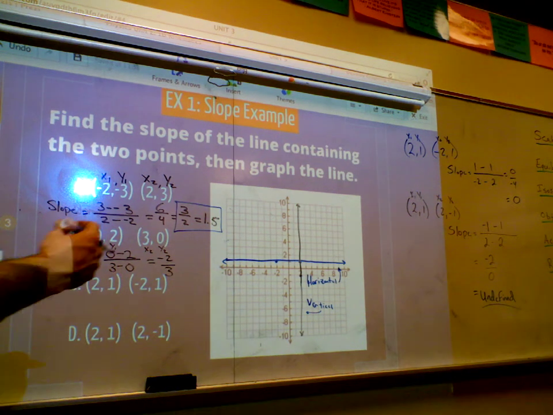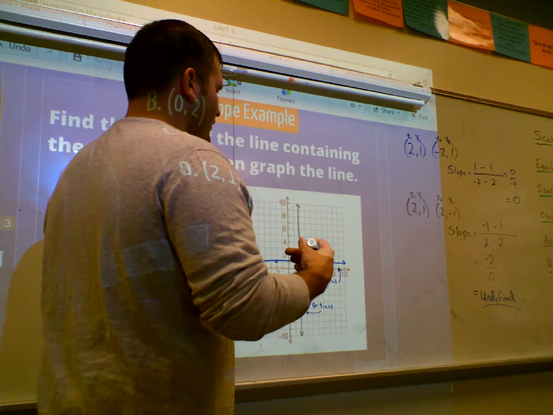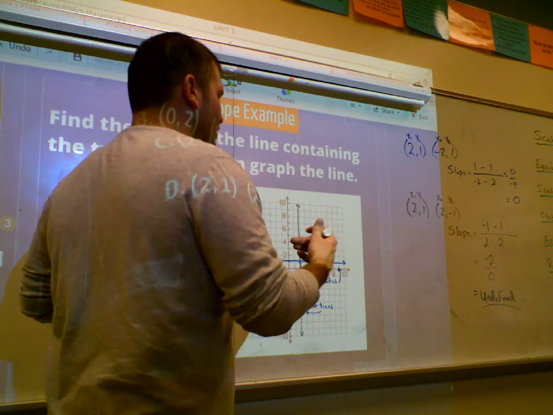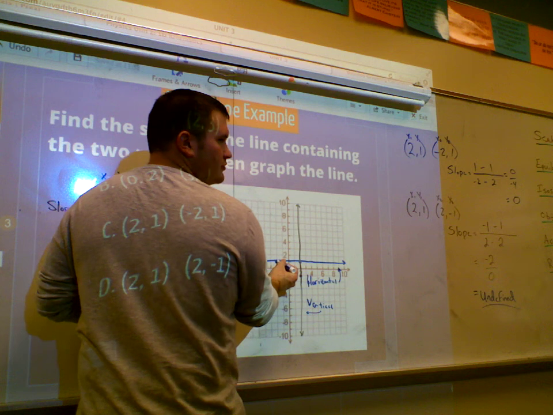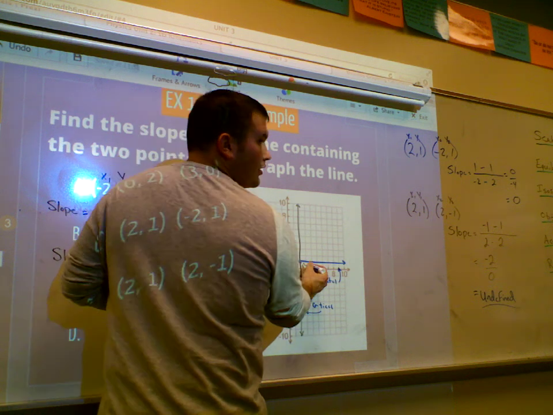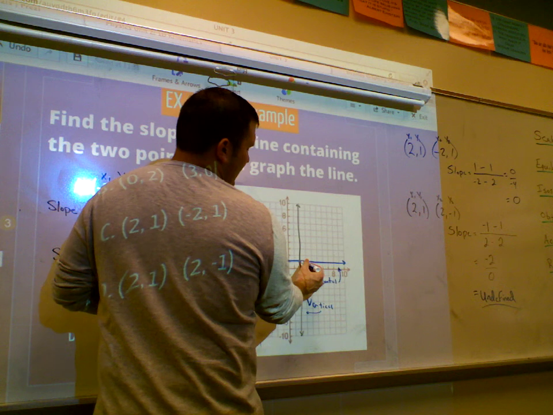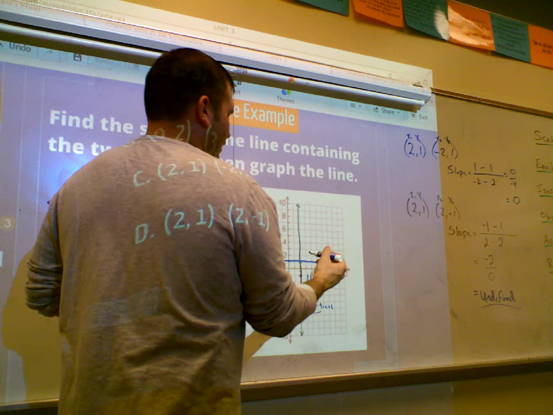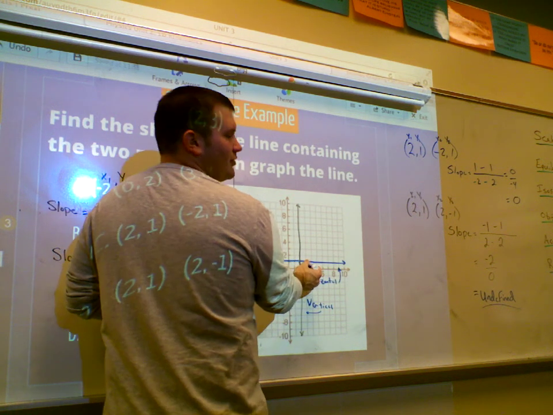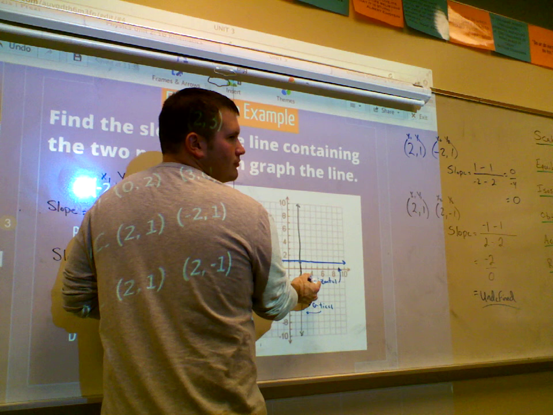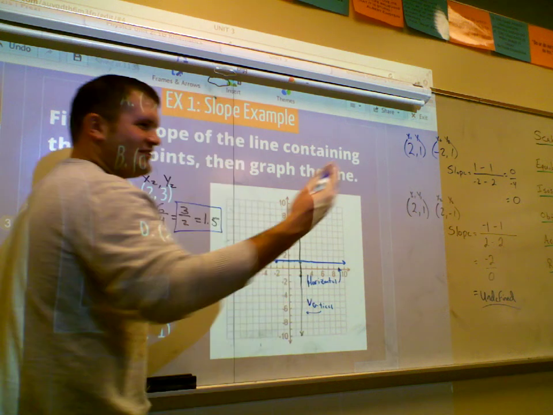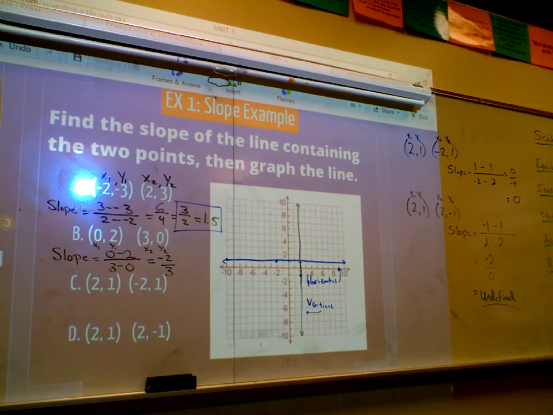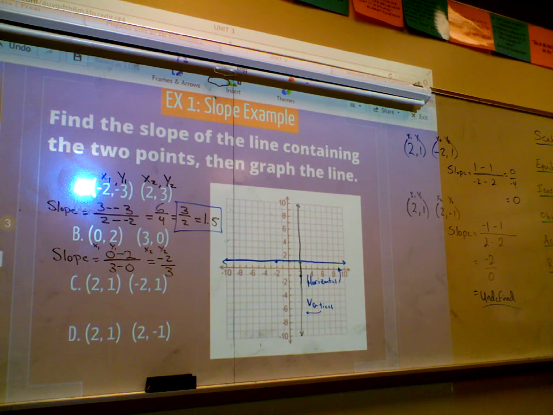For the horizontal line, you go up 0, right? So I'm going to start here and go up 0, and go over 4. 1, 2, 3, 4. That makes sense? For the other one, I'm going to start here and go down 2, and run 0. And this is a vertical line. Does that make sense? So the 0 over 4 is all run, 0 rise. The -2 over 0 is all rise, 0 run.